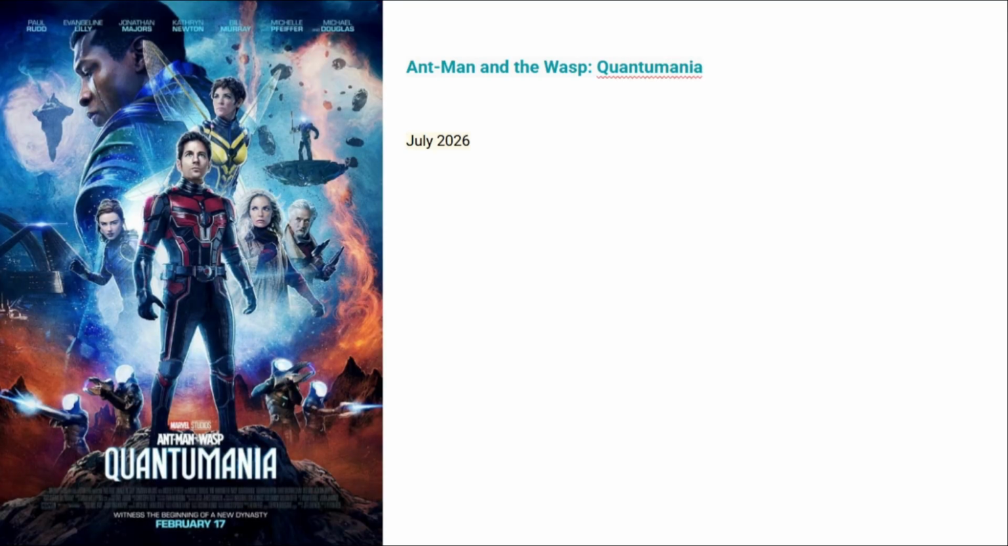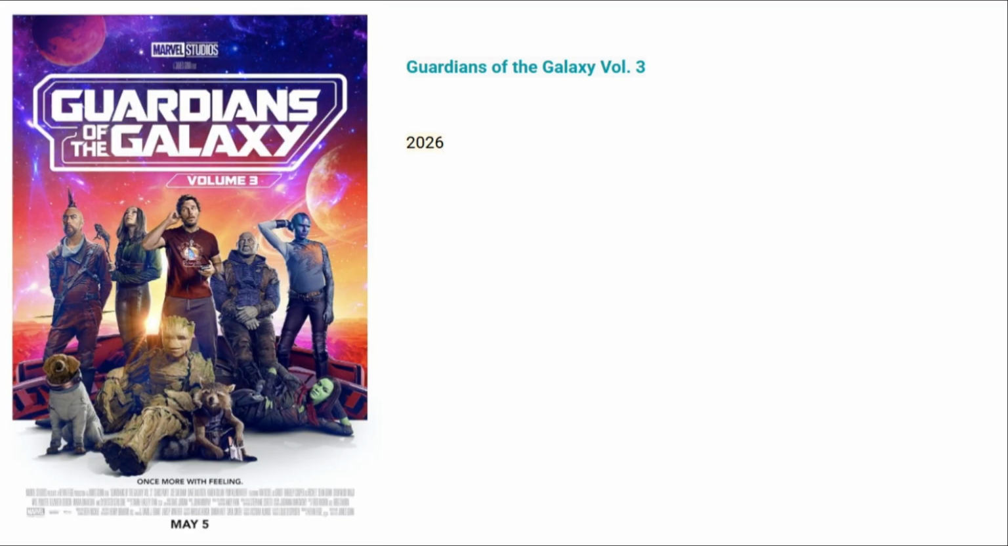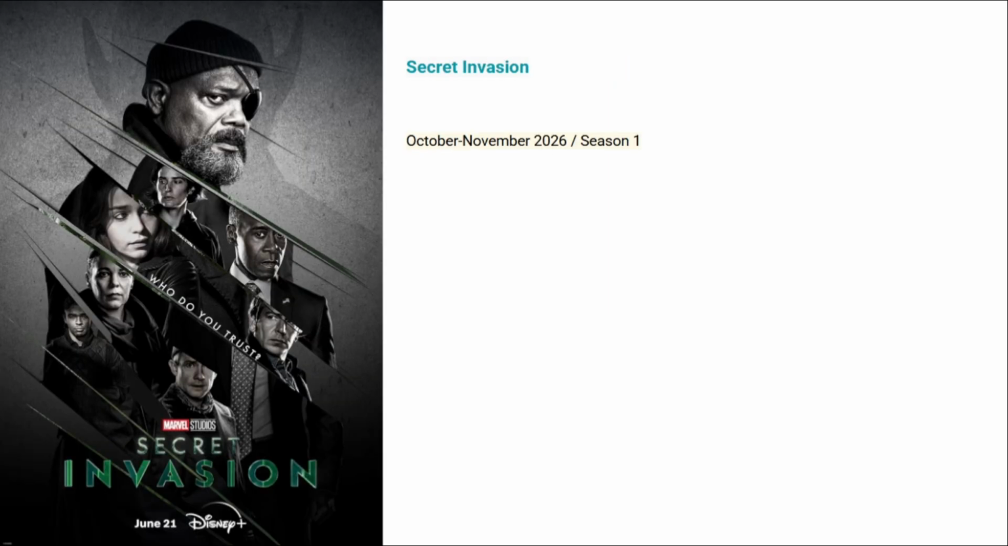And then you can pick up Ant-Man and the Wasp: Quantumania. The first Ant-Man movie was great, the second 2 are terrible. But Ant-Man and the Wasp: Quantumania takes place in July 2026. After Ant-Man 3, you can watch Guardians of the Galaxy Volume 3, which also takes place in 2026. And then Secret Invasion, which takes place between October and November 2026.